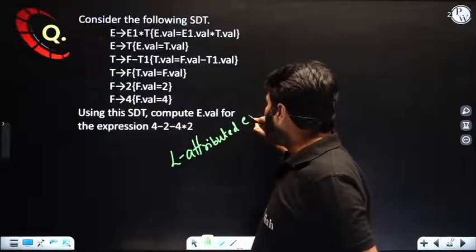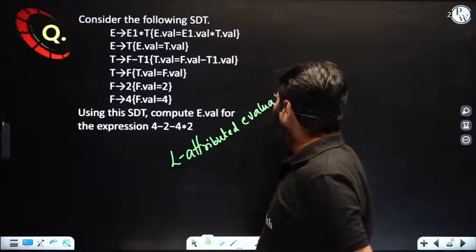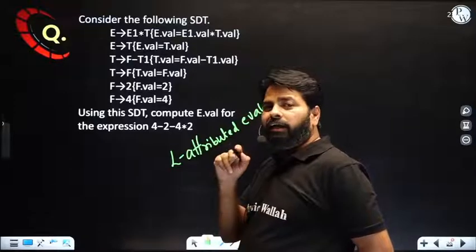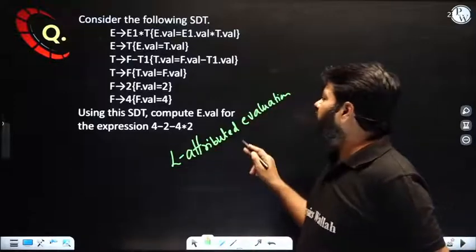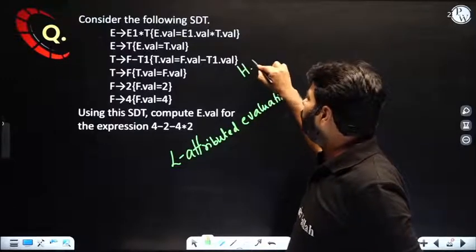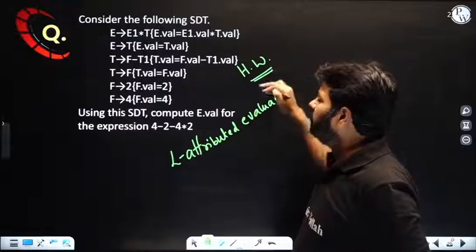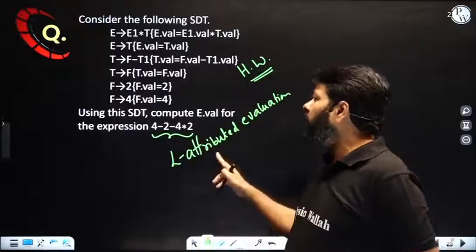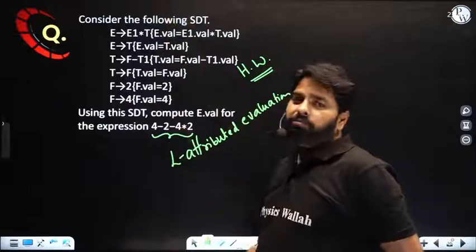Use L-attributed evaluation. First construct this parse tree, then attach all the translations, then follow L-attributed evaluation. Okay, so this is also homework for you, and try to find out the answer. Look at 4 minus 2 minus 4 multiply with 2 as your input. For that you should construct the parse tree.